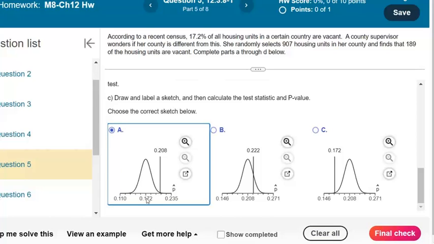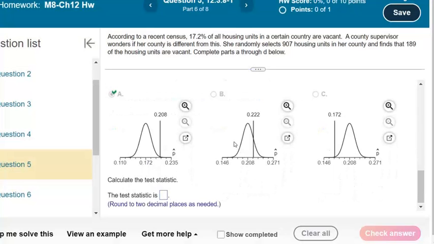So we're assuming that this is true, and then we're going to calculate the probability that we got this number, assuming that it's true. So your distribution needs to be centered at the hypothesized population value, not the sample value. The test statistic, so I guess we're ready to go do that.